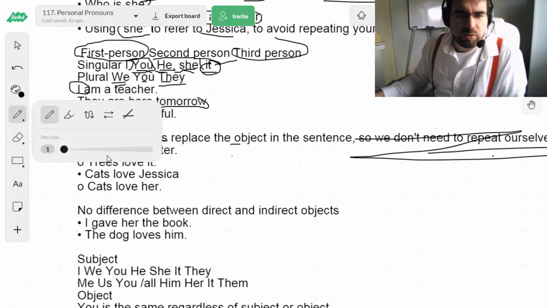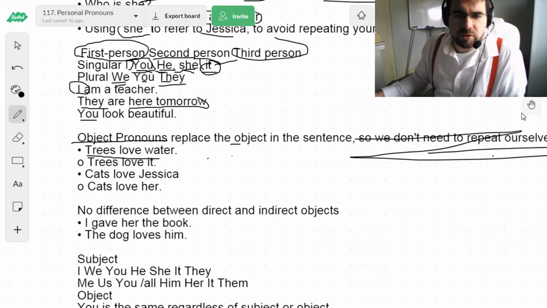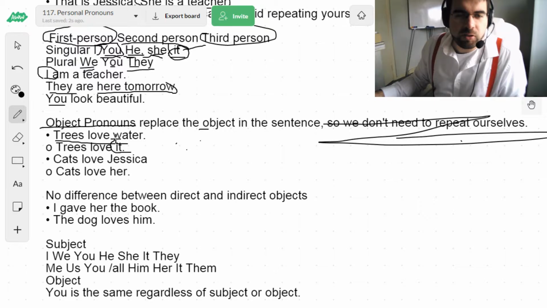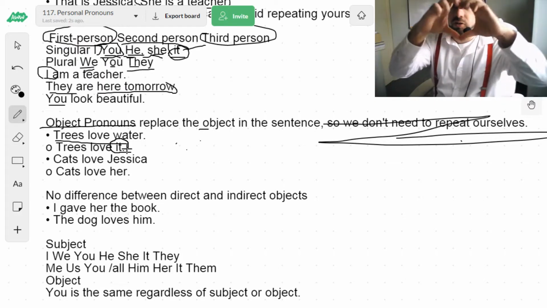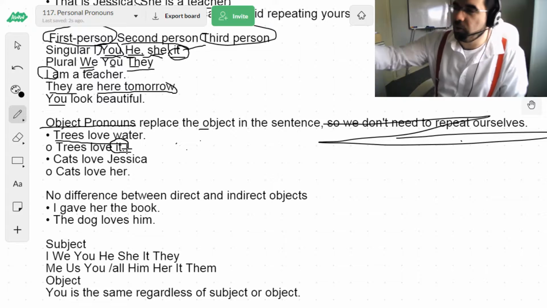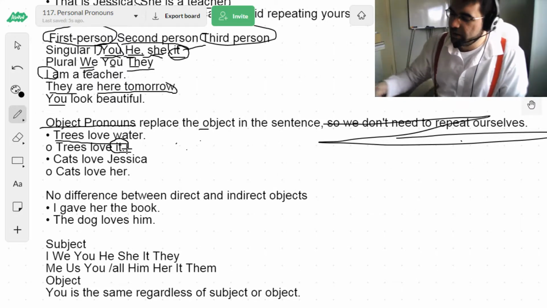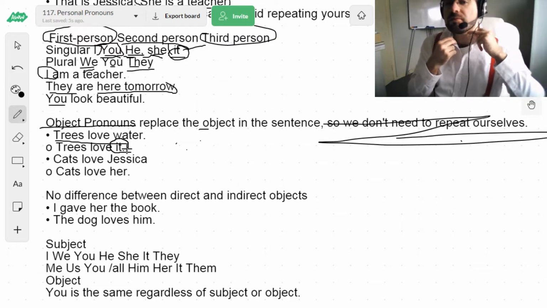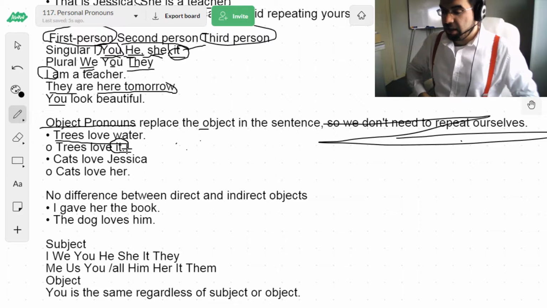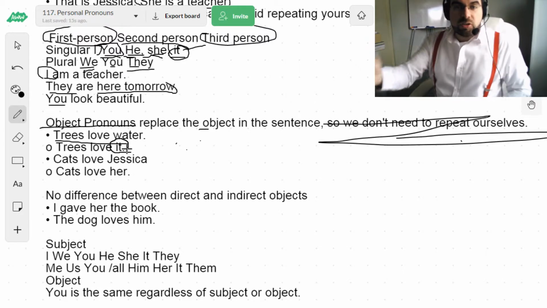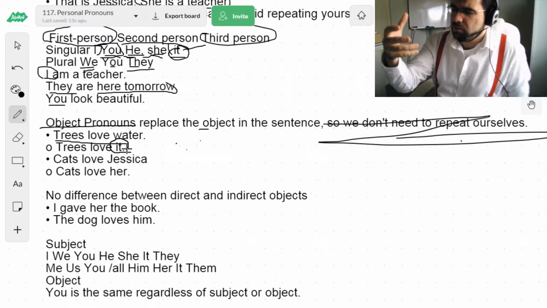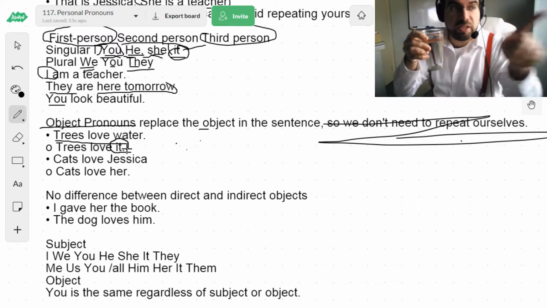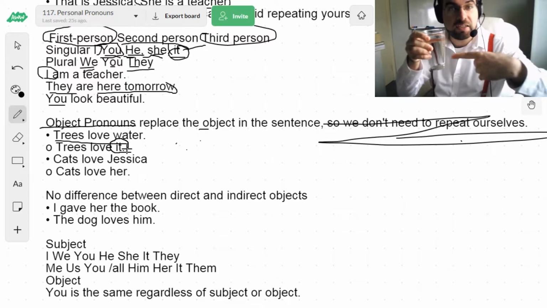So look, trees love water. Trees love it. Water. Look at that. The tree, the plant even, the grass loves it. As opposed to saying water again and again, we just say the tree needs it. What do I do with the water? What do I do with it? The tree needs it. It.